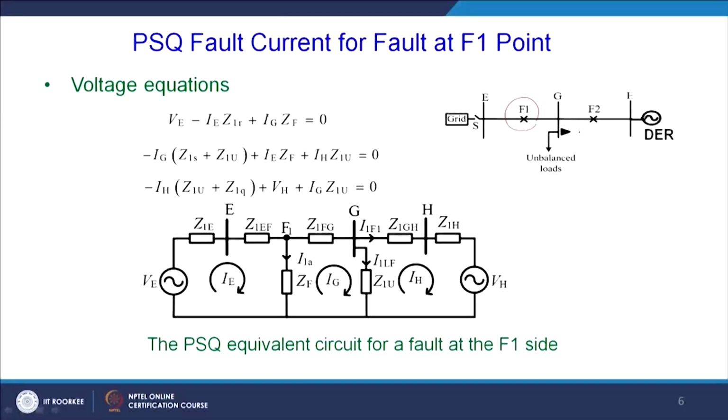Now, this is the calculation for the fault position F1: what will be the fault current seen by this relay, denoted by IF1, for fault position F1. Similarly, if there is a fault at F1, the corresponding circuit becomes like this. This is the corresponding positive sequence network.